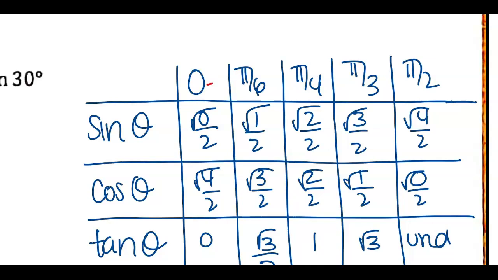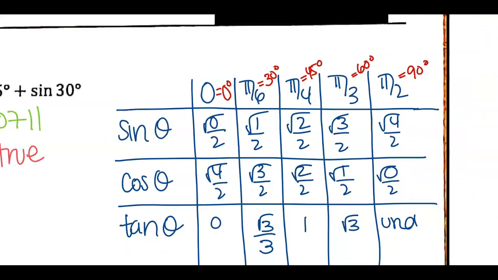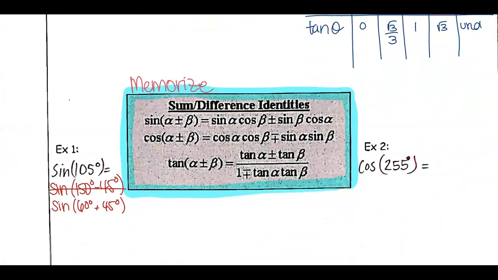0 radians is the same as 0 degrees. Pi over 6 is the same as 30 degrees. Pi over 4 is 45. Pi over 3 is 60. And pi over 2 is 90 degrees. If you have these all written out, it might be helpful for you to find some of the values that you're looking for. So let me zoom back out, and I'm going to try not to make you dizzy with how many times I zoom in and out.